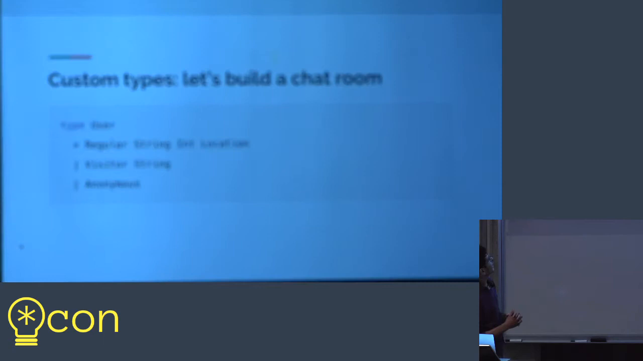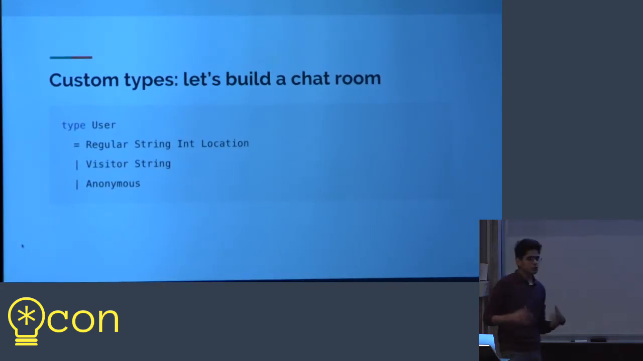So let's say we're building a chat room, and we want to be able to model the users in that application. For this, you will define a type, and you will say the type User is a union of 3 different types. You can say that it's a regular user, and that carries with it some associated data. So a string, which could be its name, an integer, the registration number of that user, and the location, that's their current location. Then you can have another type, which is a visitor, which just has a name associated with it in a string. And then you have the anonymous user, which has no associated data with it.